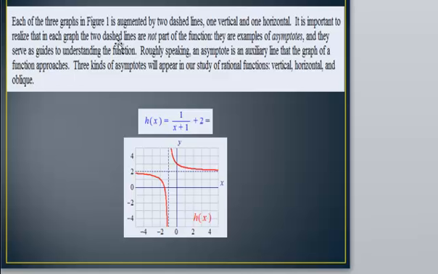Each of the figures that we just talked about is augmented by 2 dashed lines. One is vertical and one is horizontal. That's what this is here. These dashed lines are called asymptotes. Here's the word spelled out. These are lines that your graph will approach, but usually will never cross or touch. Now every once in a while, the graph will cross this line, so keep that in mind as we begin our study of asymptotes.